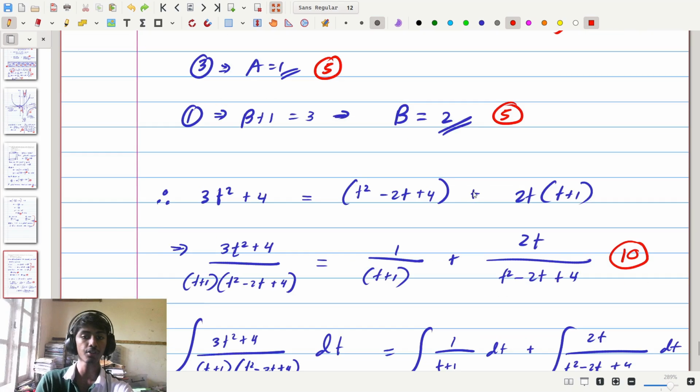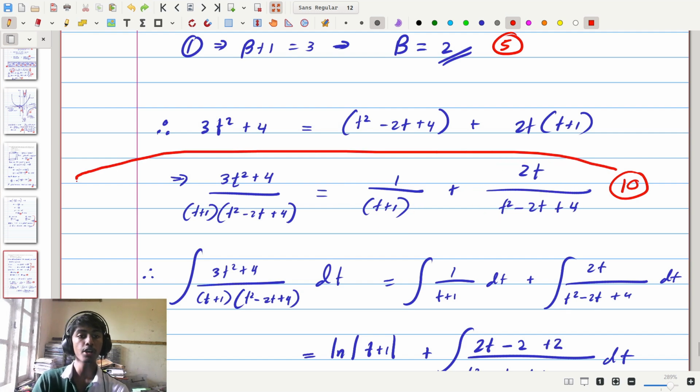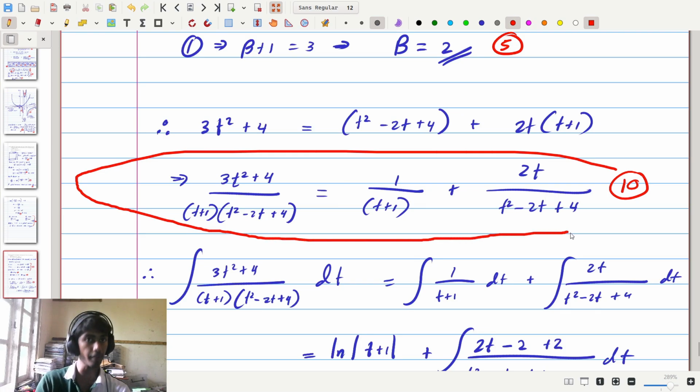Now after this, when you then substitute a equals 1 and b equals 2 into your original equation like this, and then divide both sides in order to get (3t squared plus 4) divided by (t plus 1) times (t squared minus 2t plus 4) equal to 1 over (t plus 1) plus 2t over (t squared minus 2t plus 4), you get a total of 10 marks for these partial fractions.